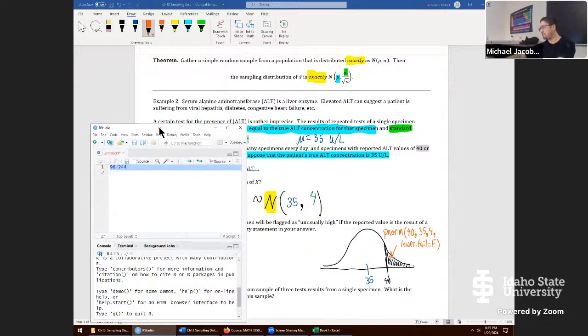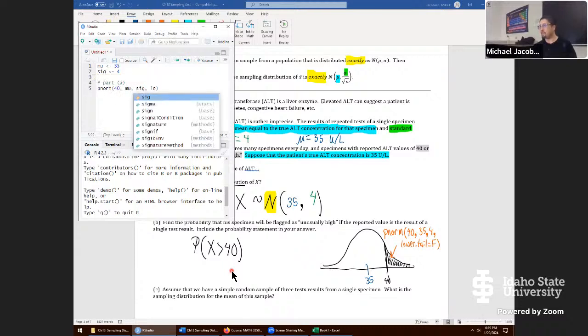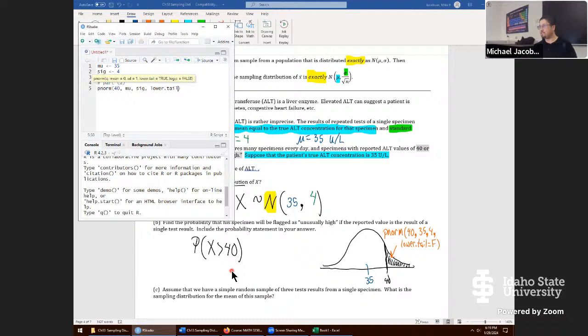Okay, just got to figure out a place to put this stuff. That ought to work. As before, it's a good idea to just start by indicating your parameters. Mu gets 35. Sigma gets 4. Then for this portion, I'll put just a quick statement. If you hit Shift 3, this is something that won't evaluate. Let's call this part A. And it's going to be pnorm 40, mu, sigma, lower.tail set false. So that syntax should do it for us.